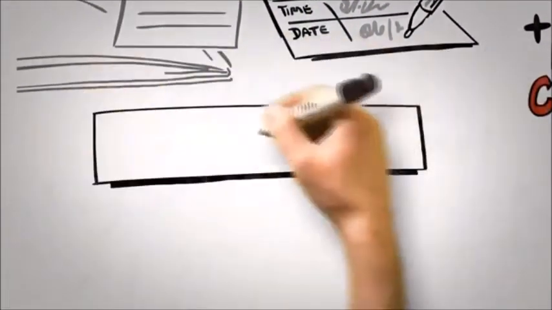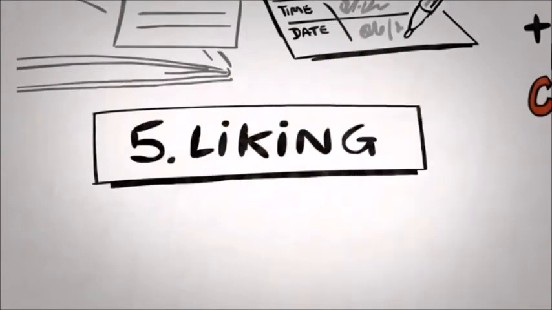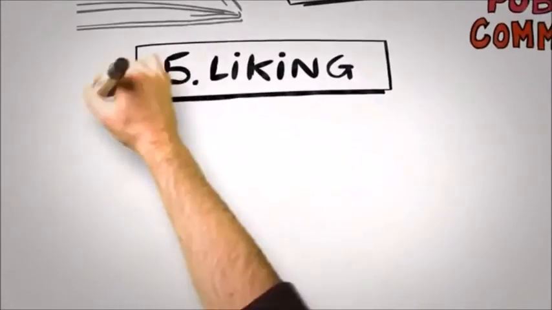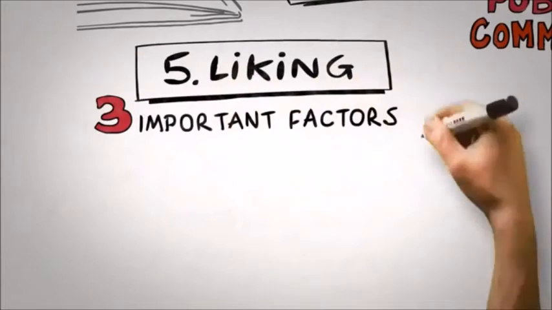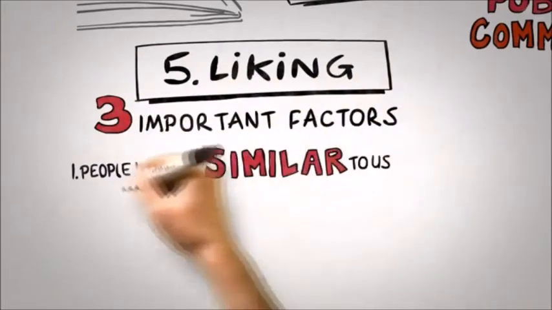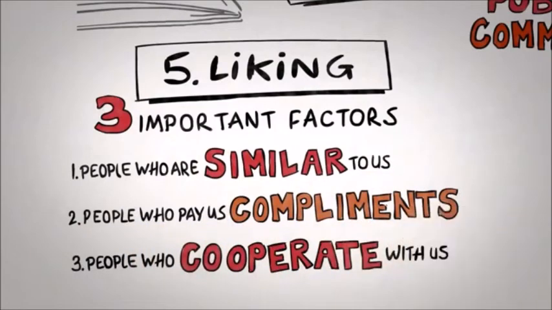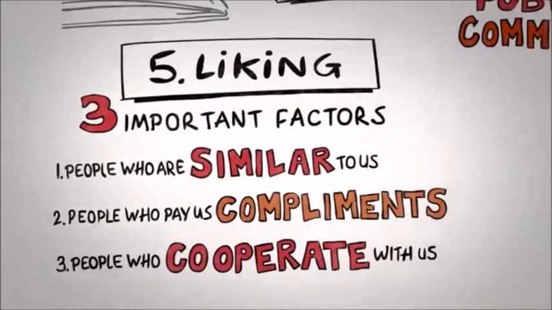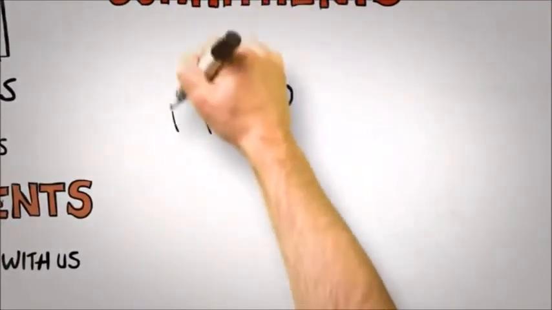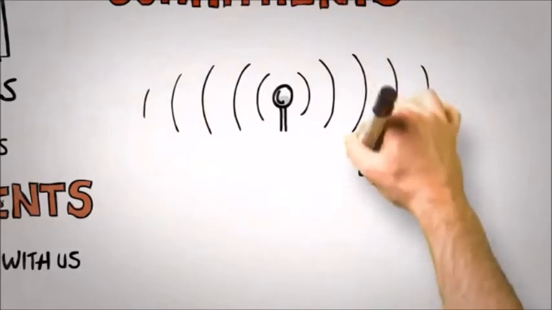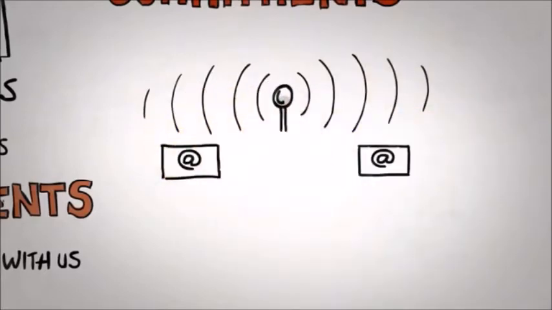The fifth principle is the principle of liking. People prefer to say yes to those that they like. But what causes one person to like another? Persuasion science tells us that there are 3 important factors. We like people who are similar to us, we like people who pay us compliments, and we like people who cooperate with us towards mutual goals. As more and more of the interactions that we are having take place online, it might be worth asking whether these factors can be employed effectively in, let's say, online negotiations.